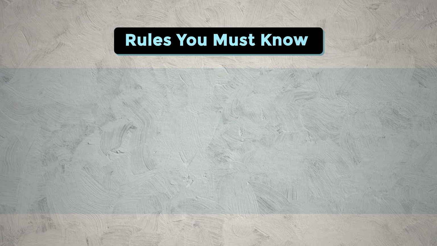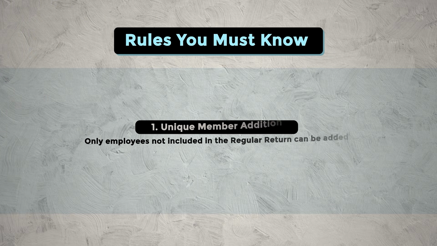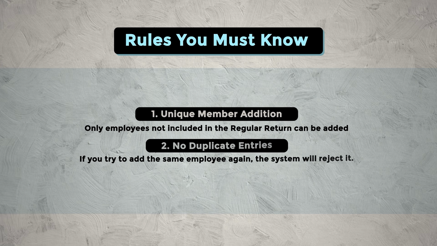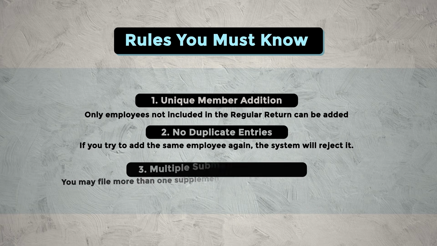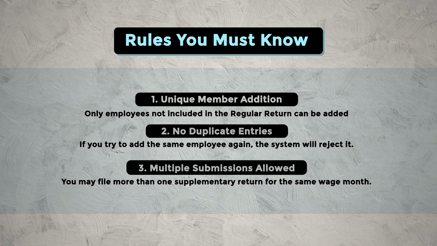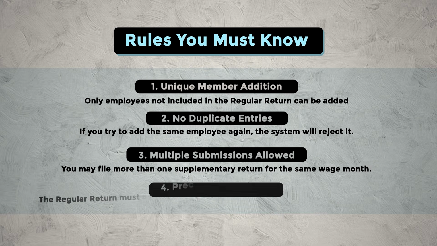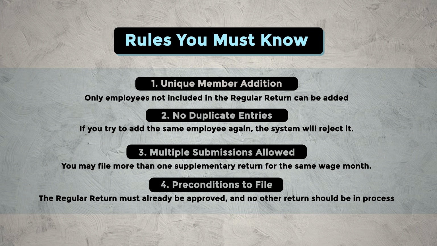These time rules you must know. You can only add members who were not in the regular return. If you try to add a duplicate member, the system will reject it. Multiple supplementary returns are allowed for the same wage month. Preconditions: the regular return must be approved and no other returns should be in process. So let's start the process.